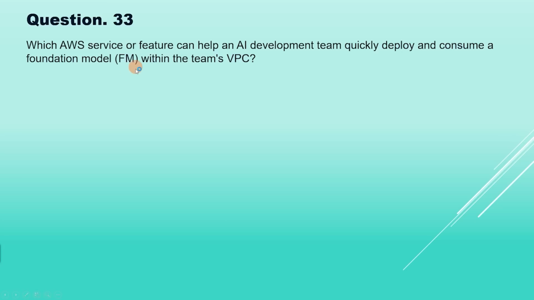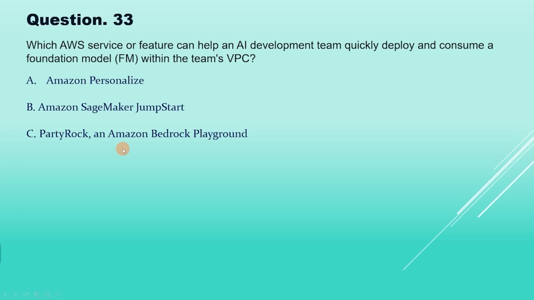Which AWS service or feature can help an AI development team quickly deploy and consume a foundation model within the team's VPC? Here are the options: option A, Amazon Personalize; option B, Amazon SageMaker JumpStart; option C, PartyRock and Amazon Bedrock Playground; option D, Amazon SageMaker endpoints. Take your time to guess the answer.